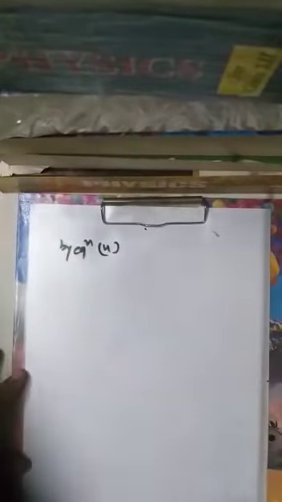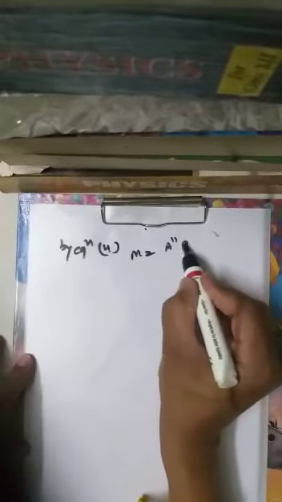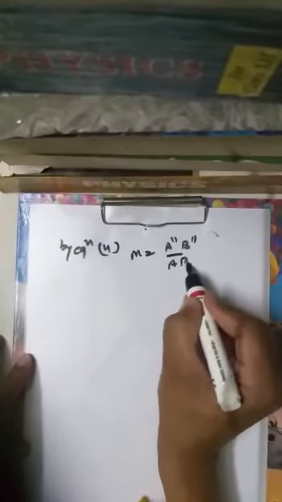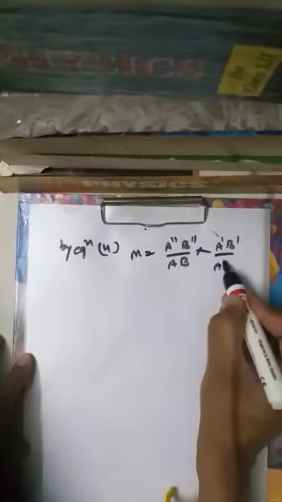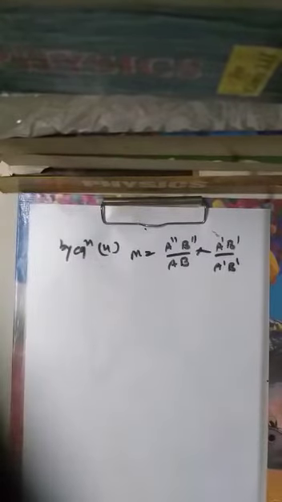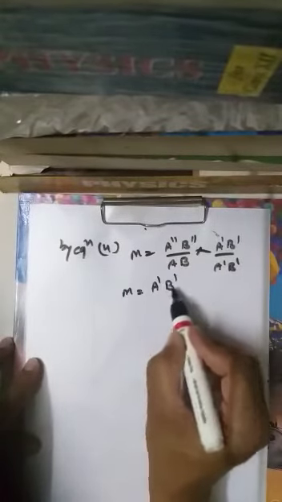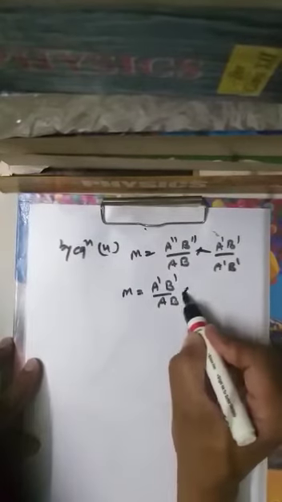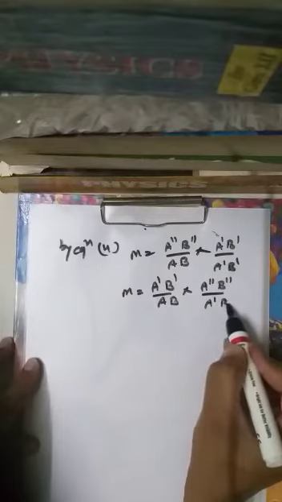By equation 4, m is equal to A''B'' upon AB. In this equation, we multiply and divide by the height of the image formed by the objective, A'B'. Now we arrange this: m is equal to A'B' upon AB into A''B'' upon A'B'.